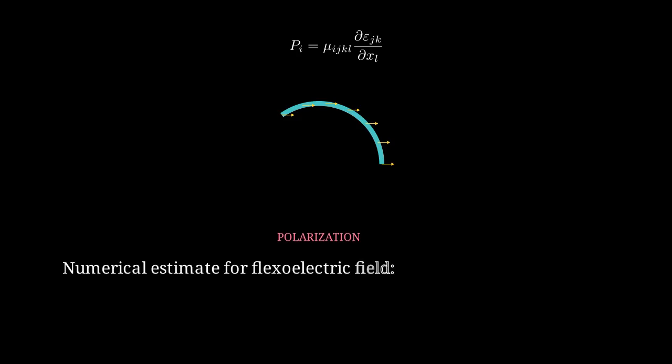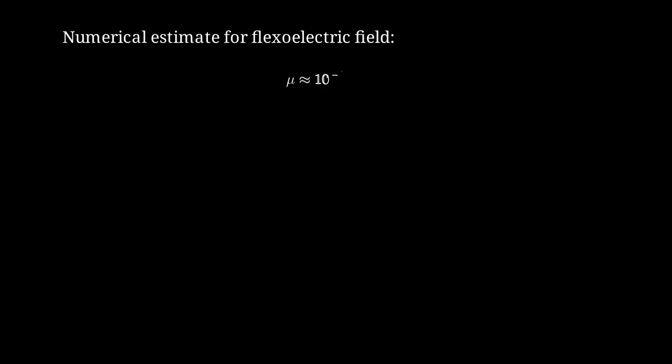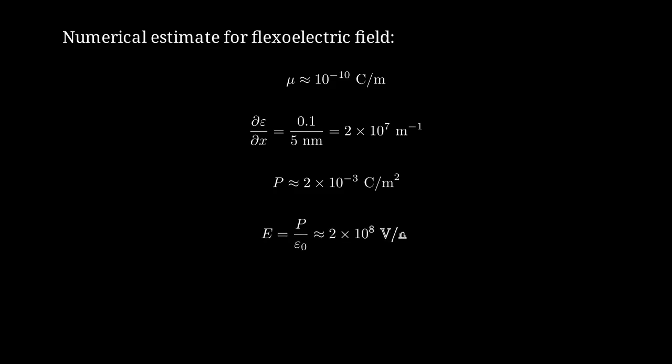Let's calculate the magnitude of this flexoelectric field. The flexoelectric coefficient is typically around 10 to the minus 10 coulombs per meter. The strain gradient for our bent nanotube is 0.1 divided by 5 nanometers, giving 2 times 10 to the 7th per meter. The resulting polarization is approximately 2 times 10 to the minus 3 coulombs per square meter. The electric field equals P divided by epsilon 0, giving approximately 200 million volts per meter. This is an enormous field.